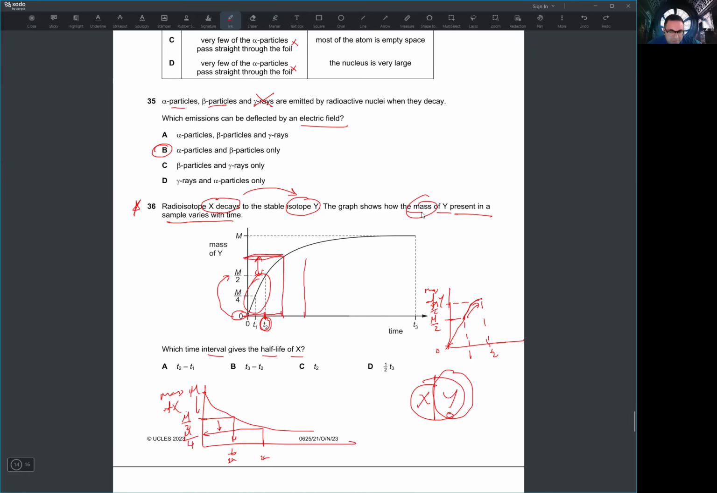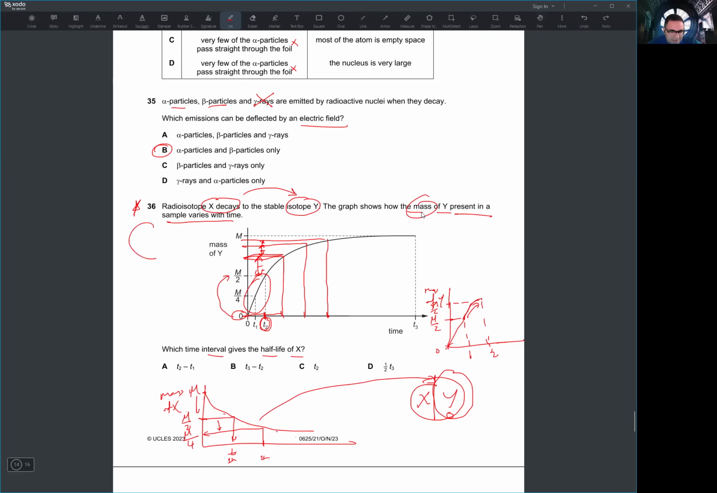Same, wait, the same amount of time. This much is half of this, wait, the same amount of time. This much is half of this. It will increase at a decreasing rate. Why? Because x is decreasing with a decreasing rate. Whatever was x is turning to y. This is what you need to understand.